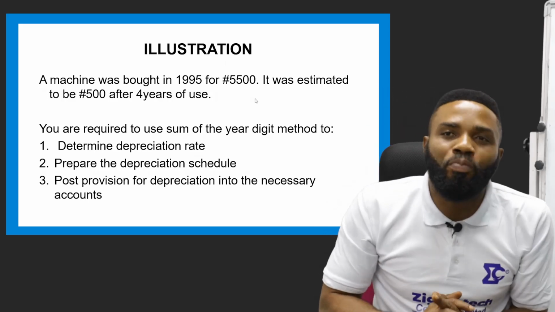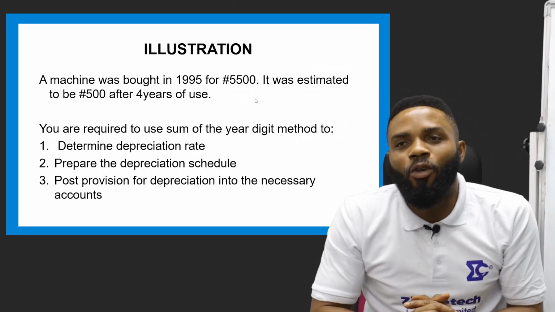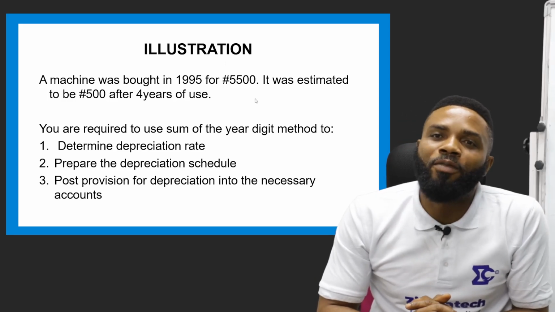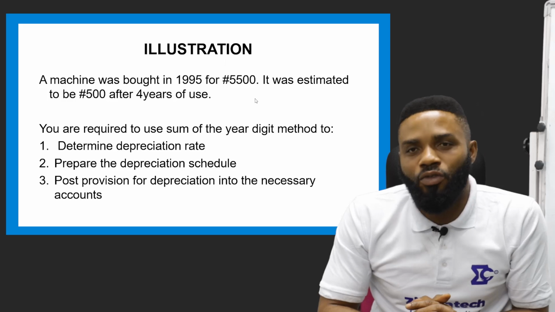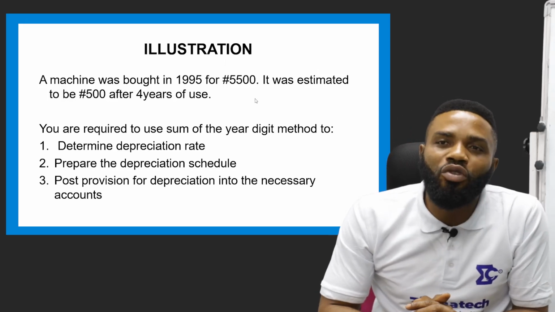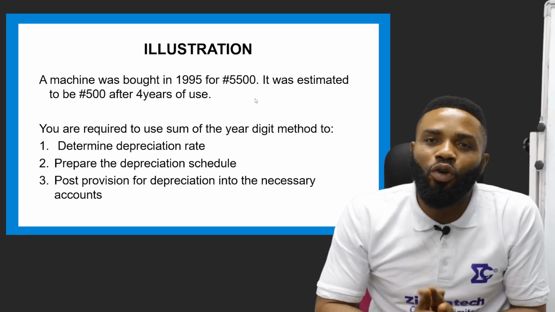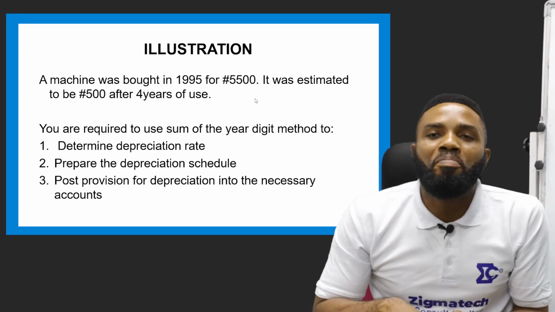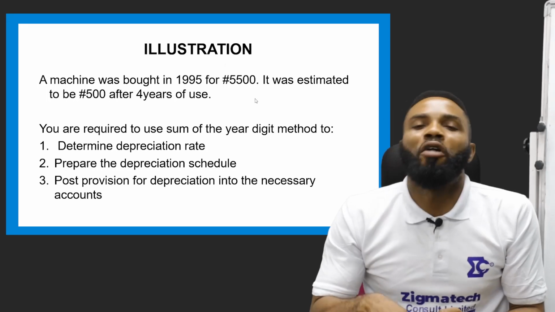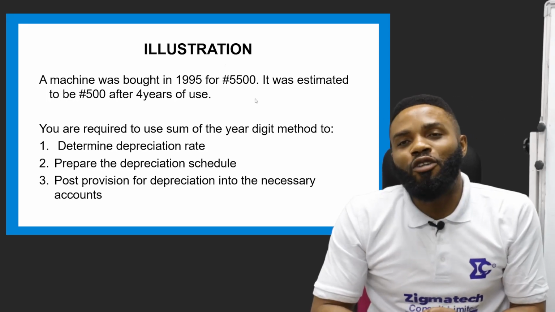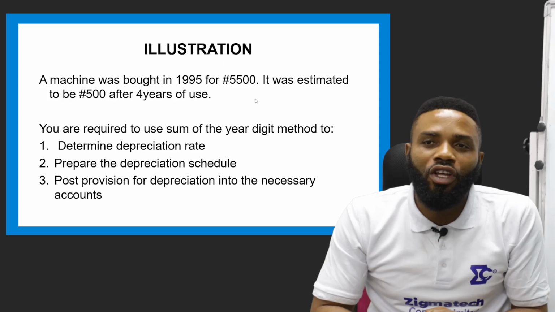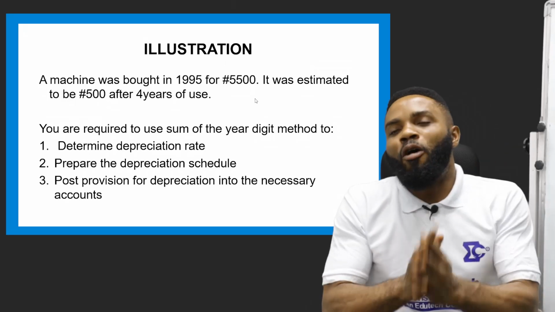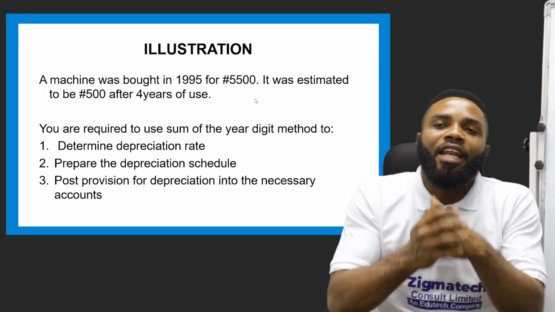It says a machine was bought in 1995 for 5,500 naira. It was estimated to be worth 500 naira after 4 years of use. You are required to use the sum of the year digit method to, number one, determine the depreciation rate. Number two, prepare the depreciation schedule. Number three, you are expected to post provision for depreciation into the necessary account. Please, let's not forget that companies can choose to use any other method.